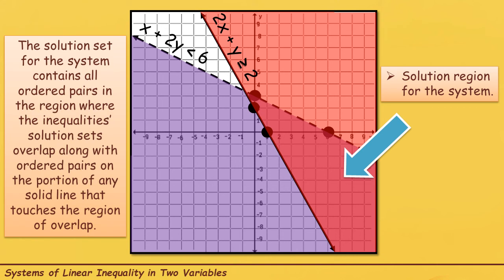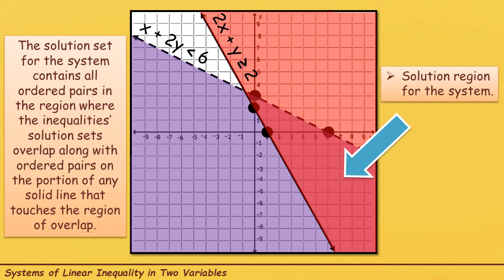The solution set for the system contains all ordered pairs in the region where the inequalities' solution sets overlap, along with ordered pairs on the portion of any solid line that touches the region of overlap. Ibig sabihin yan, lahat ng points dito sa overlap ng dalawang linear inequalities ay solution ng ating system of linear inequalities. Lahat lang ng points dito sa ating intersection or sa may part na nag-overlap sila ang magiging solution set. Subukan natin kumuha dito sa ibang part that will not satisfy both linear inequalities. Ito lang na nasa may solution region for the system ang ating magiging solution set.